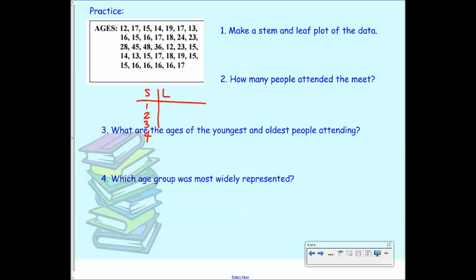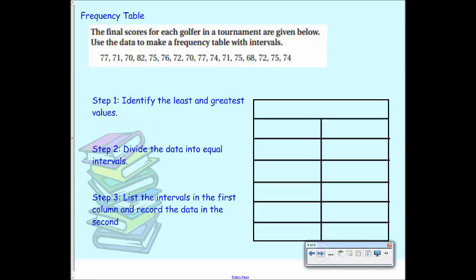Okay, and we use those when we make frequency tables and when we make histograms. A frequency table is basically taking all the stuff we just talked about and using those intervals to put it into a table. Just like when we did the coordinate points with functions, our function tables look like this, where you've got stuff in the left column and stuff in the right column. So to do this, you start by identifying the least and the greatest values. In this data, these are the final scores for every golfer in a tournament. So what are the least and greatest values here?